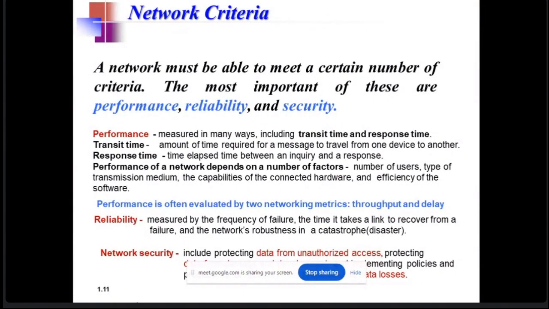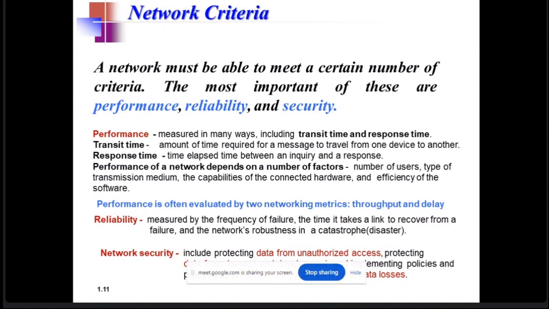If bandwidth is 500, then we have to send data within 500. If more than 500, we cannot avoid a delay. So throughput and delay are the major parameters we have to focus on in the network metrics. So these are the things: transit time, response time, also the throughput and delay. So these are the important parameters to increase the performance.